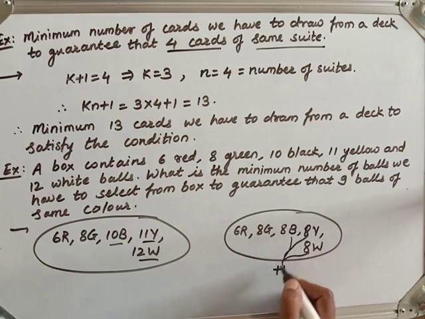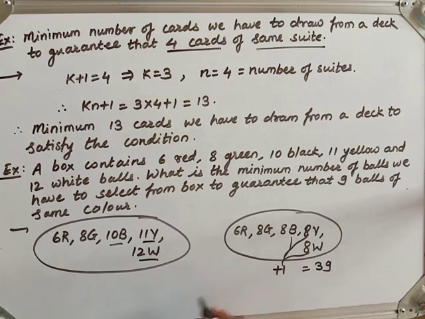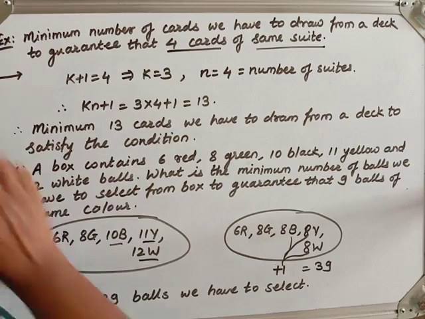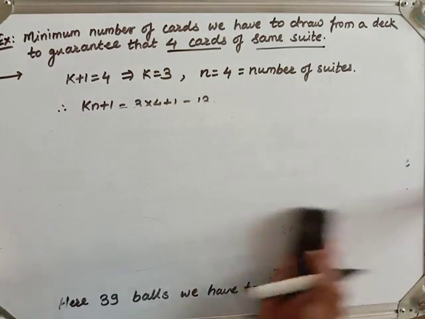So in total, how many balls do we have to select in that case? 6 plus 8 is 14, plus 8 is 22, plus 8 is 30, plus 8 is 38, plus 1 is 39. So here minimum 39 balls we have to select so that the condition is satisfied. Now let me take 2 more examples so that you will get this clearly.